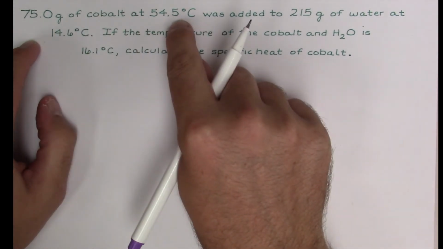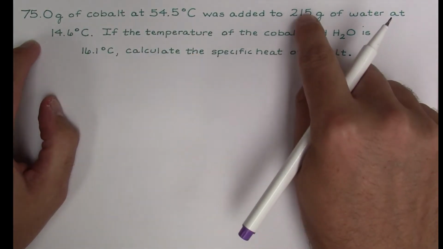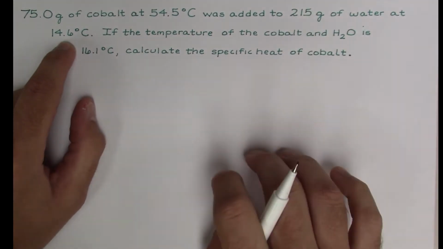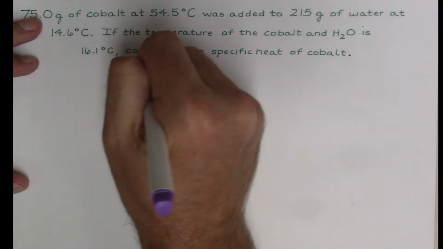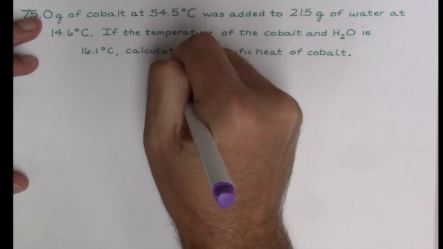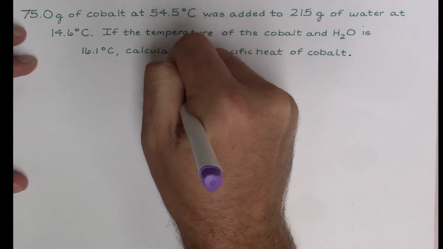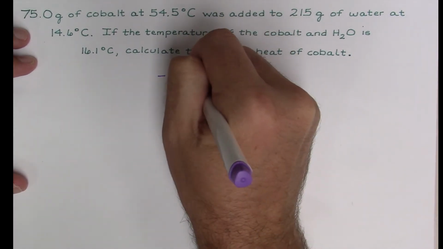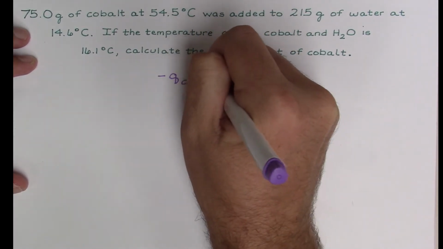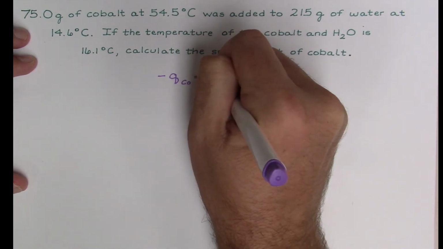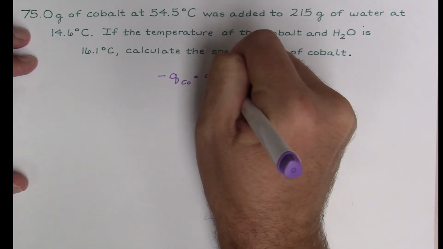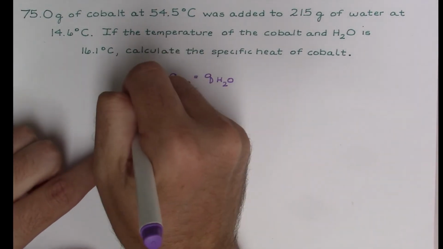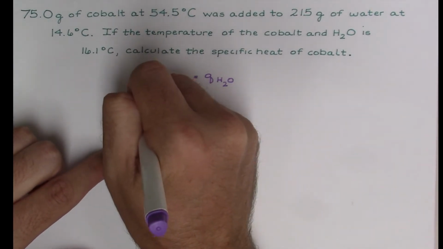of the cobalt? So now we must figure out which species are going to be our losers, the high temperature species, or the gainers, the low temperature species. So we know that because the cobalt is at the higher temperature, it is going to be the species losing heat. So we can write that as negative Q of our cobalt. We will set that equal to the Q of our H2O, the species gaining the energy. This is an application of the first law of thermodynamics.